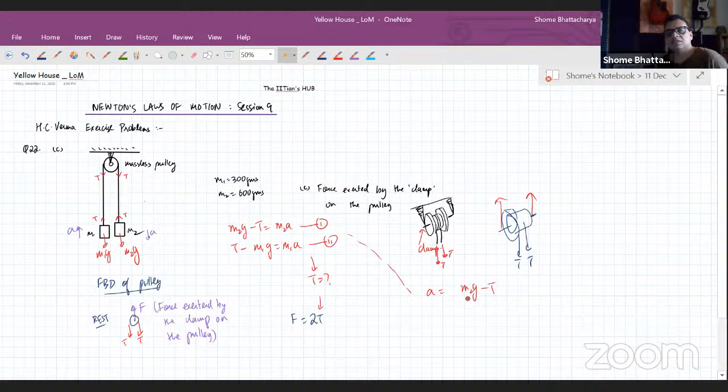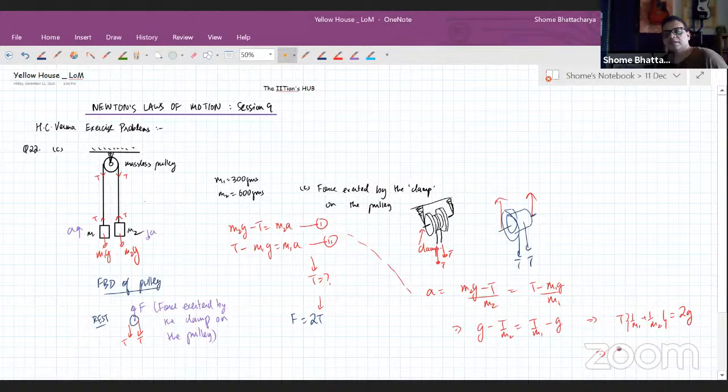M2G minus T upon M2 is equal to T minus M1G upon M1. So we can say that G minus T by M2 is equal to T by M1 minus G. So T into 1 by M1 plus 1 by M2 is equal to 2G. So the tension is equal to 2 times M1 M2 upon M1 plus M2, times G.